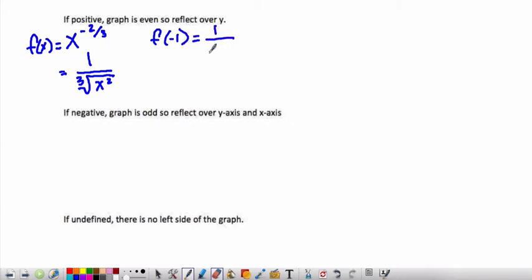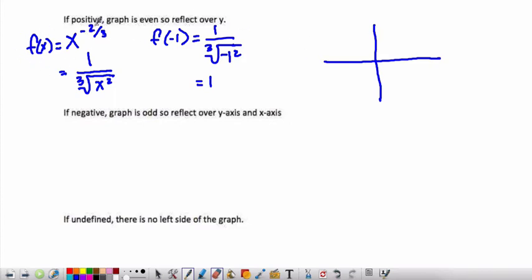So if I were to plug in a -1, so if I do f of -1 and plug it in here, well, when I square my -1, that's going to give me a +1. And then when I take the cube root of +1, that's going to give me a +1. And then +1 divided by +1 is 1.